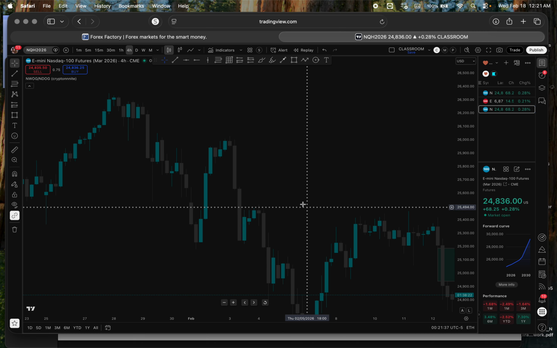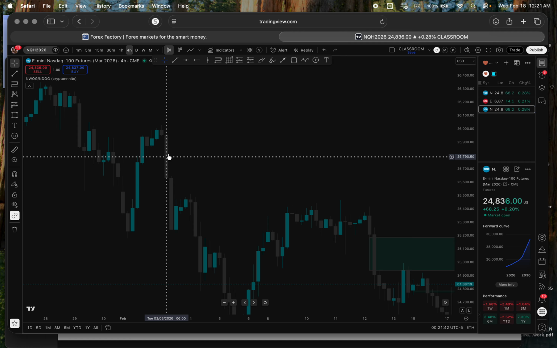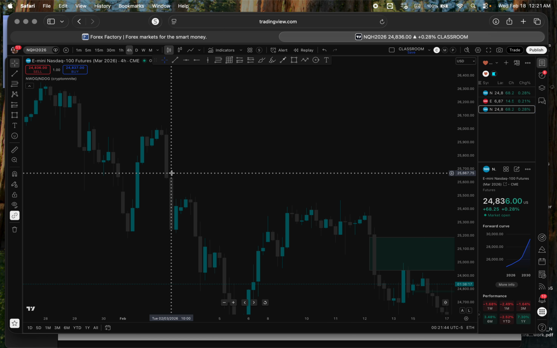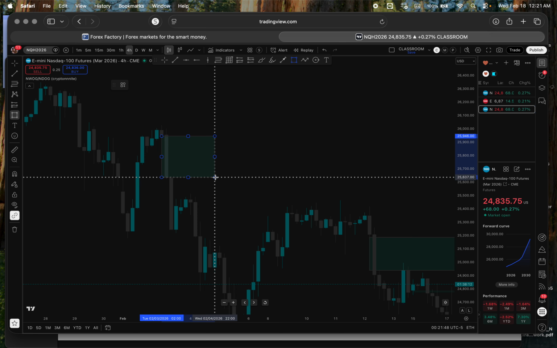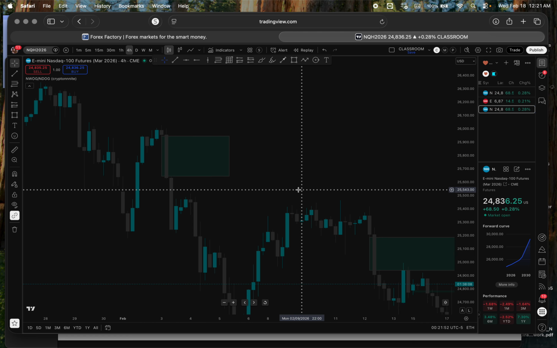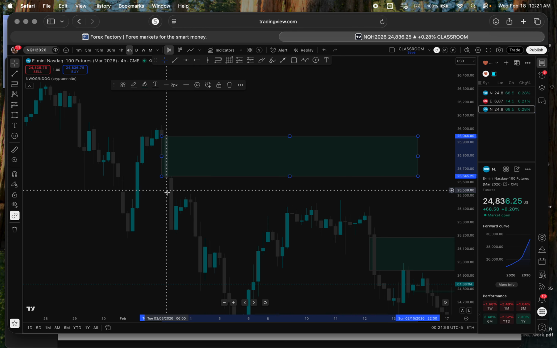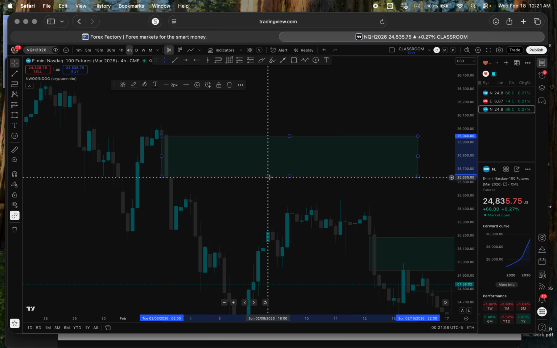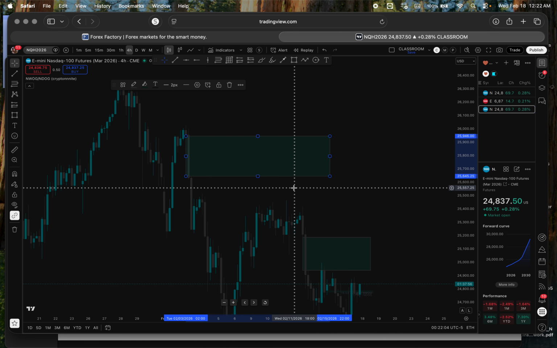Let me show you another one. Candle here, wick from the first, wick from the third. Take this rectangle, drop it there, leave it. And you can stretch it. But now you look, there's no candle that's touched it. Is this a fair value gap? No, this is not a fair value gap.